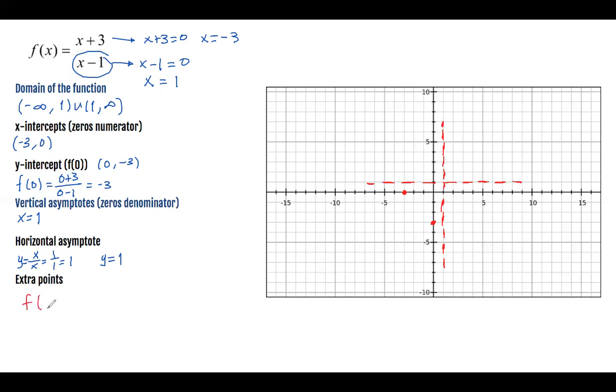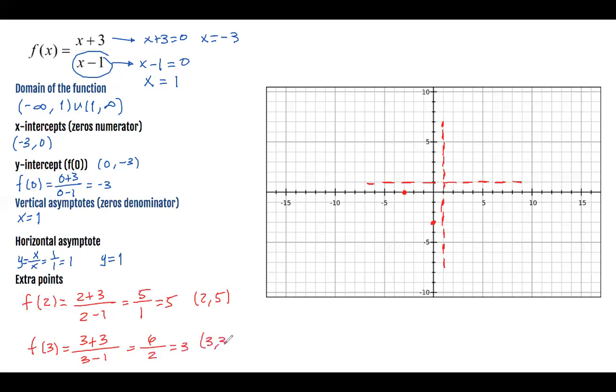Let's throw 2 into that side, because 2 is to the right of the vertical asymptote. So we're going to use f of 2. We're going to have 2 plus 3 divided by 2 minus 1. So this is going to be 5 over 1, giving us the coordinate 2, 5. And let's use a 3. f of 3 is equal to 3 plus 3 divided by 3 minus 1. That's 6 divided by 2, and we get a 3. So the coordinate is 3, 3.